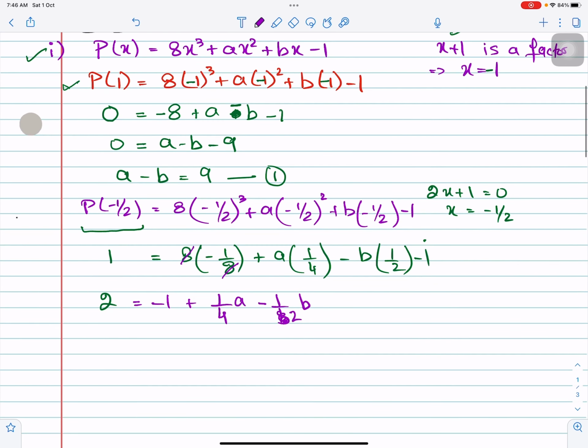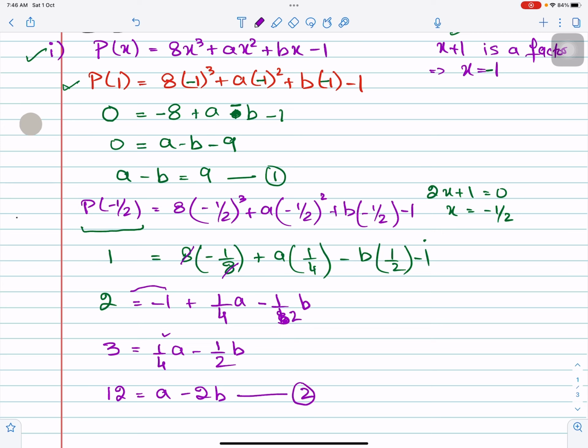Let me bring this 1 here first. So it becomes 3 equals 1 upon 4 a minus 1 upon 2 b. Now to get rid of the fraction, I can multiply this equation throughout by 4. So 4 threes are 12. When you multiply this by 4, the 4 will cancel out and you will get a, I hope you know this, equals 2b. So this is my second equation.